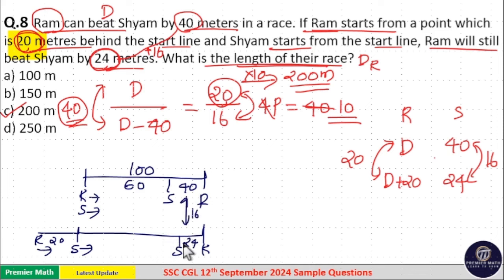You can see, this is the length of the race, 100. 100 minus 24 is 76 meter. Now you can see here the difference is 16 meter. In the first case, Shyam is only covering 60 meter. In the second case, Shyam is covering 76 meter. So because of this 20 meter extra covered by Ram, Shyam is covering extra 16 meter.